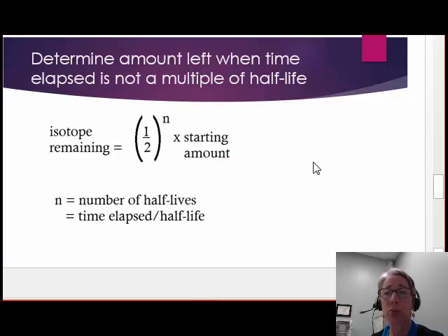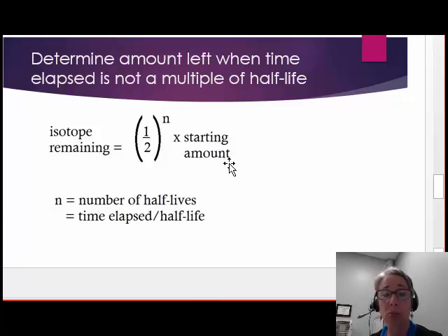However, how do we determine the amount left if the time elapsed is not a multiple of the half-life? This formula allows us to determine the amount left at any time. The isotope remaining is equal to the quantity of 1/2 to the nth power multiplied by the starting amount.